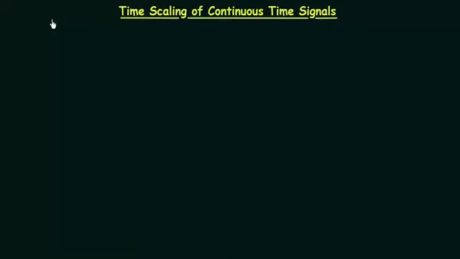In the last two lectures, we have completed addition and multiplication of continuous time signals, and in this lecture, I will explain scaling. Scaling is of two types. The first one is time scaling, and the second one is amplitude scaling. In this lecture, I will explain time scaling, and in the next lecture, we will deal with amplitude scaling.